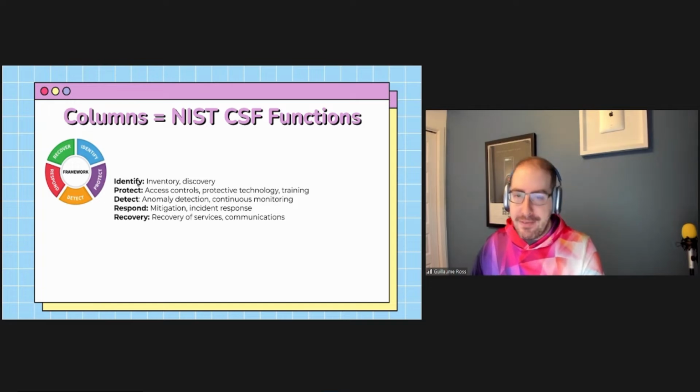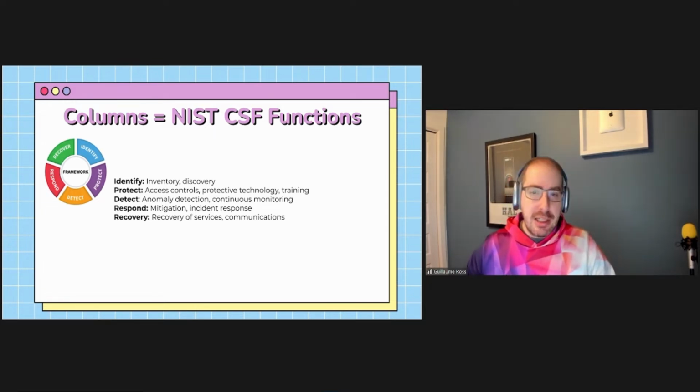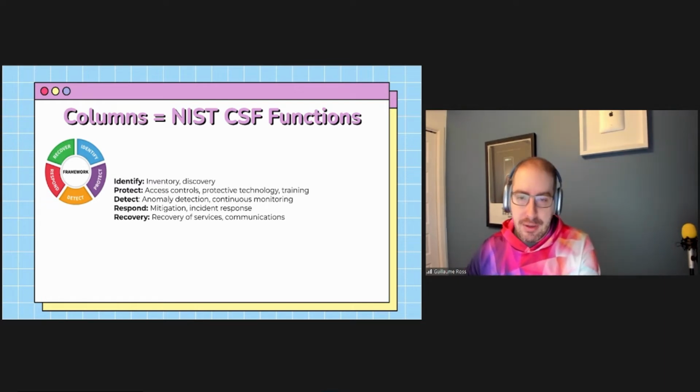So identify is really about your inventory, your discovery. Protection is about access controls, enforcing secure configurations, for example. Detect would be anomaly detection or continuous monitoring. Respond could be mitigating an incident, doing your actual incident response process to understand everything that happened. And then recovery of services, your communications with customers would fall in recovery.